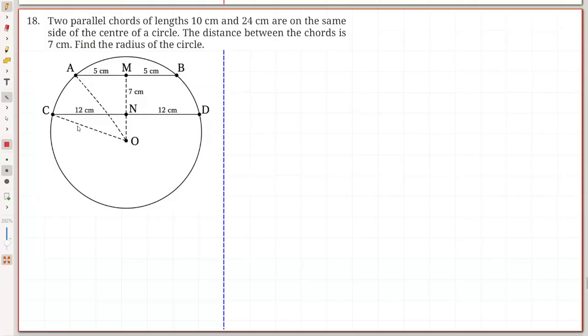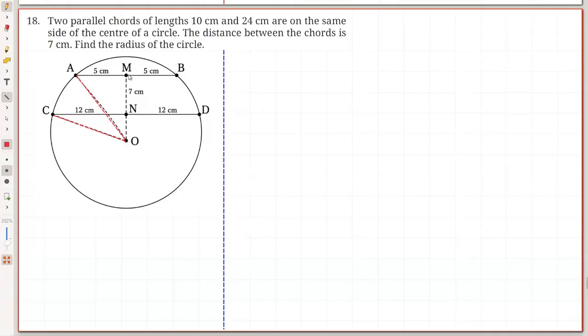So OC is one radius and OA is another radius. The radii are always equal in a circle. Now the construction: I am just drawing perpendiculars. OM is perpendicular to AB and ON is perpendicular to CD.